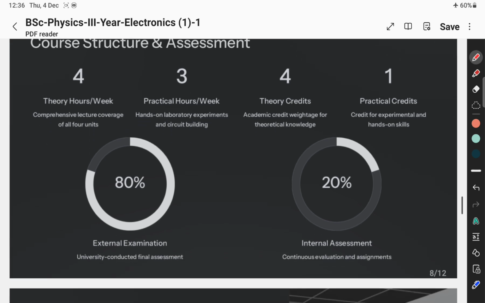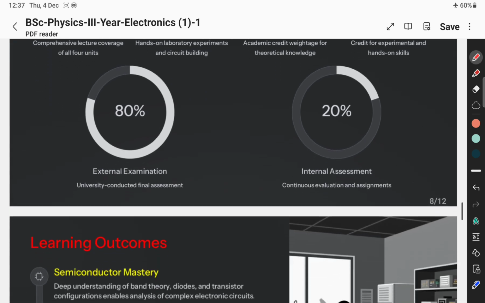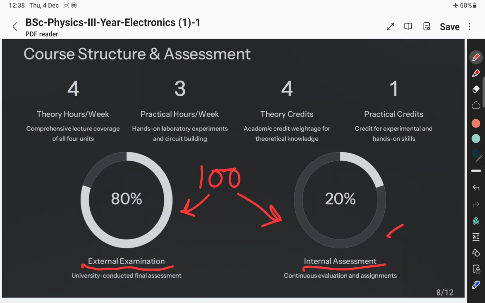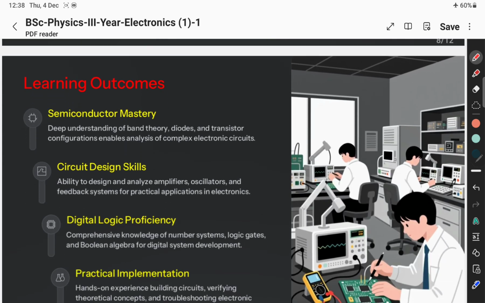Now you know the pattern of the paper, right? Your paper is of 100 marks, in which 80 marks is for external examination and 20 marks is for internal assessment, right? So moving ahead, what are the learning outcomes?